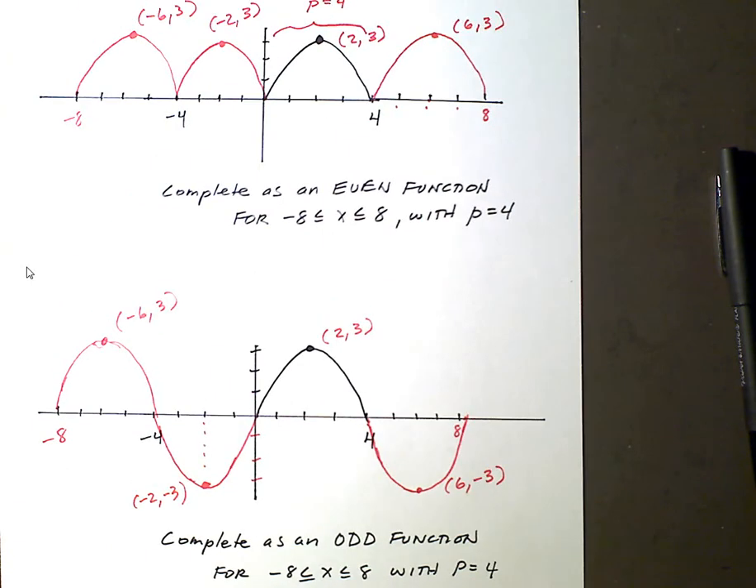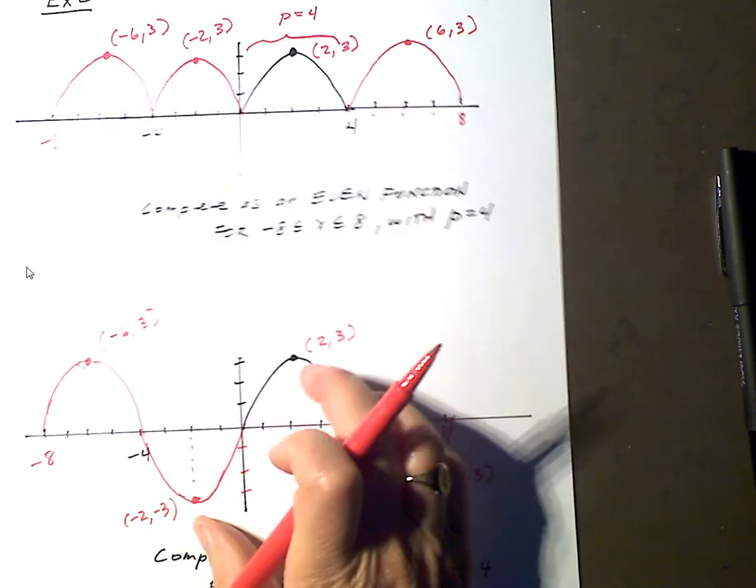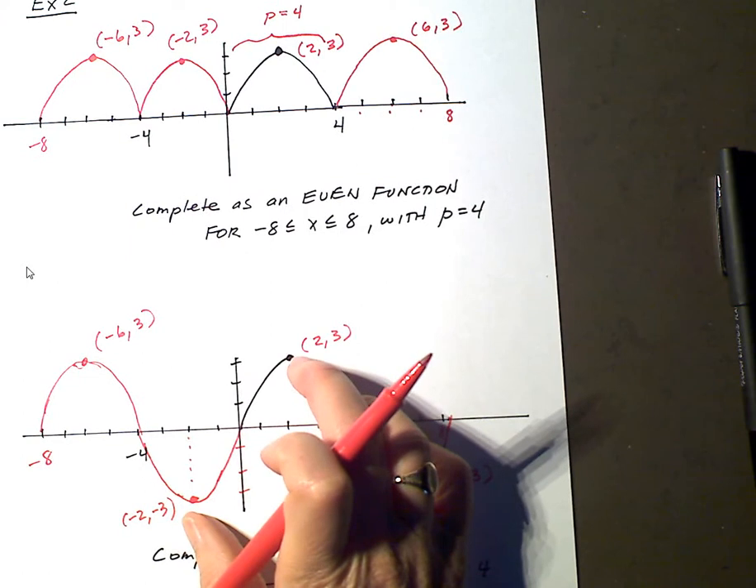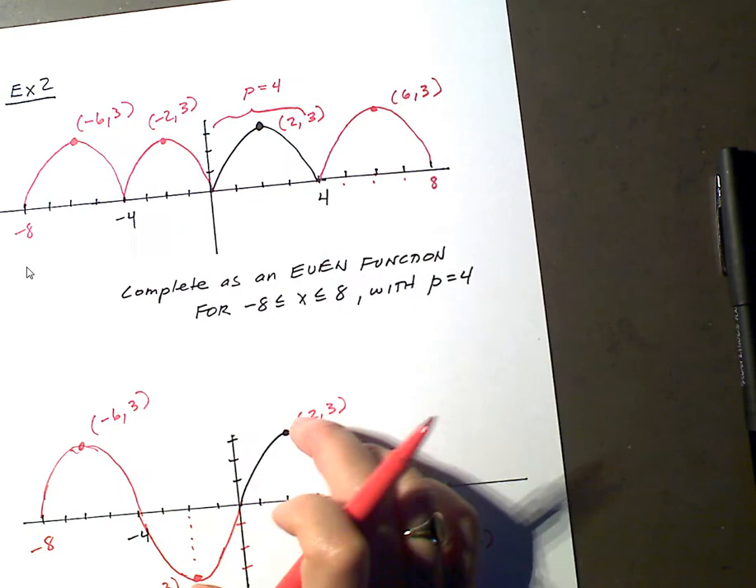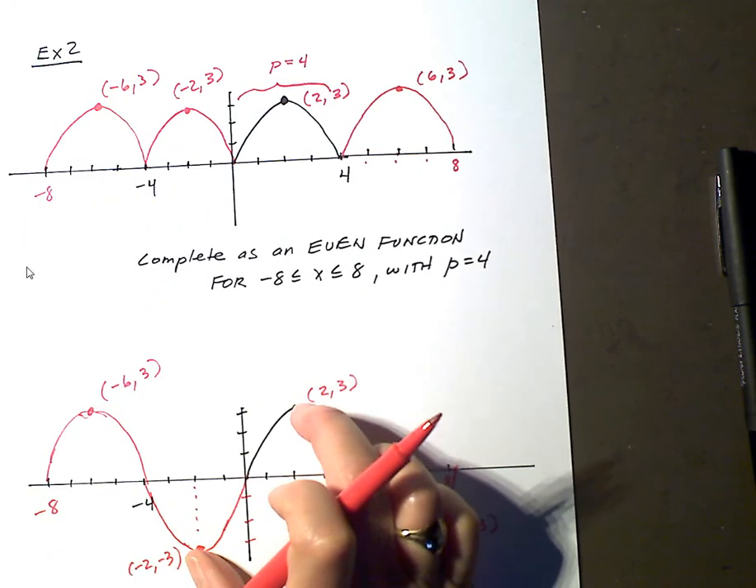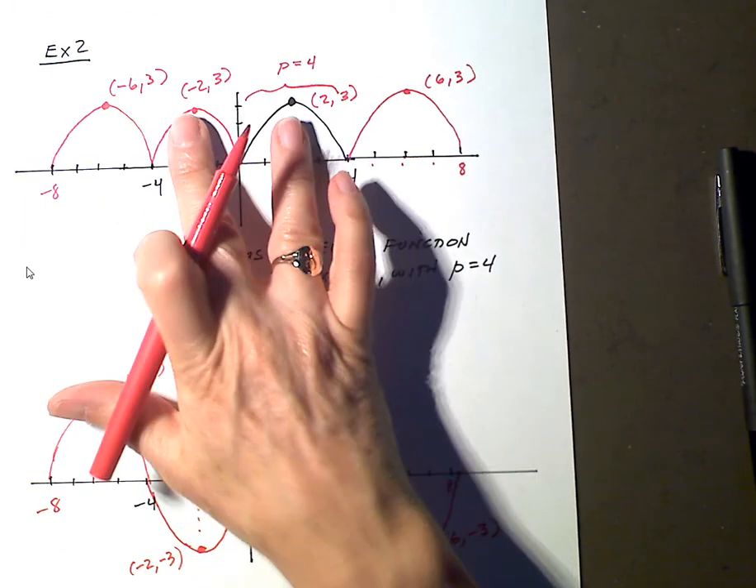So anyway, you see this has the origin symmetry. This is odd, and this has the y-axis symmetry. This is even, and that's it.